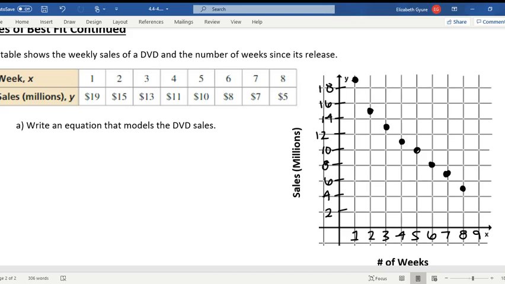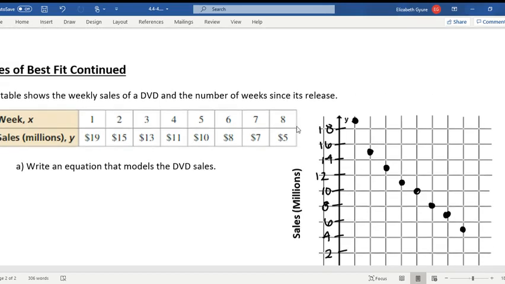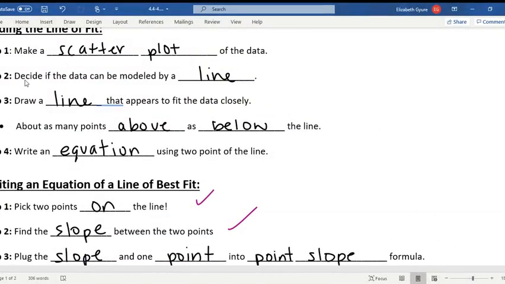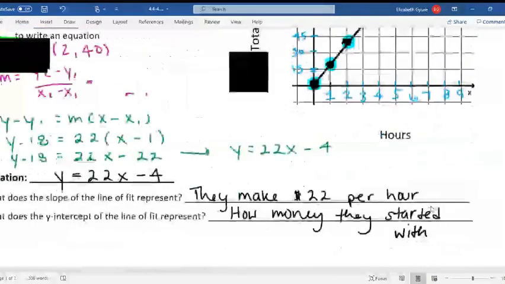So let's now let's draw our sorry, I'm getting all tongue tied here. Go back up to your steps. Step 2 is decide if the data could be modeled by a line. It's not a perfect line, but could we do a line of best fit for it? Totally. So let's now draw that line.